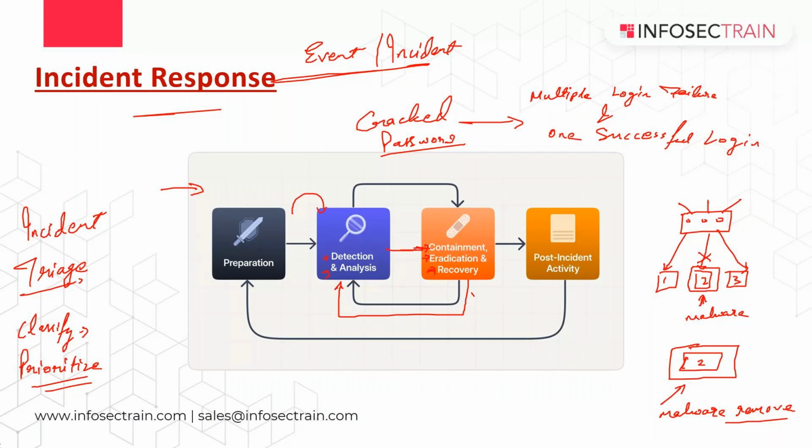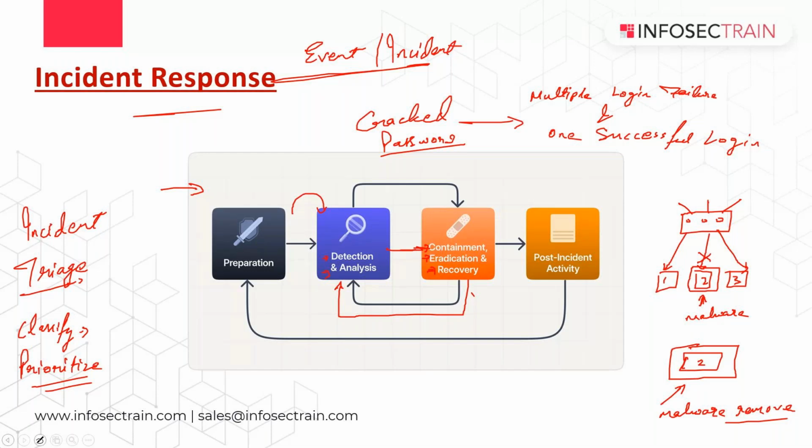Yeah. So this arrow is again pointing towards the detection analysis, right? Why is it? Because after recovery, we'll closely monitor for a while to see if there is any reoccurrence of the similar activity which you have fixed right now. If there is any reoccurrence, that means we need to fix it and go through the same steps again. That's why it is mentioned over here. Okay.